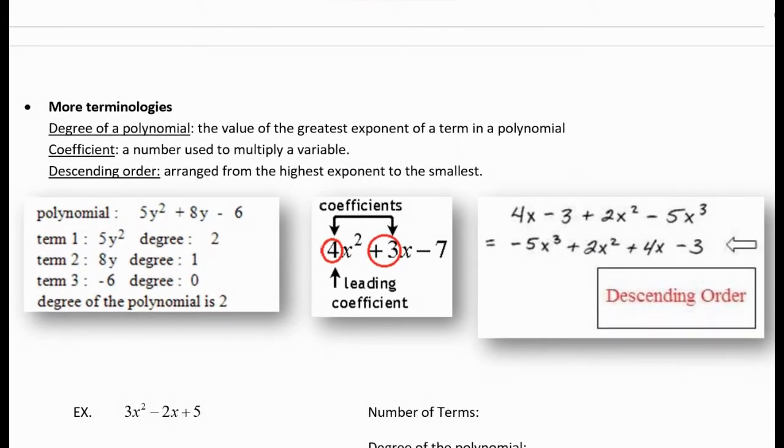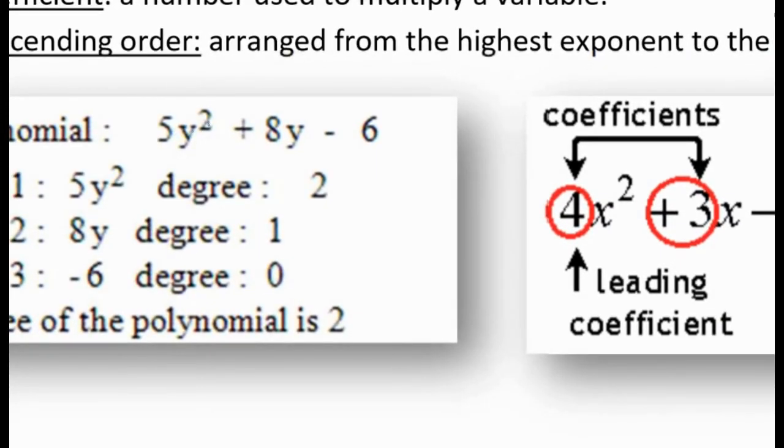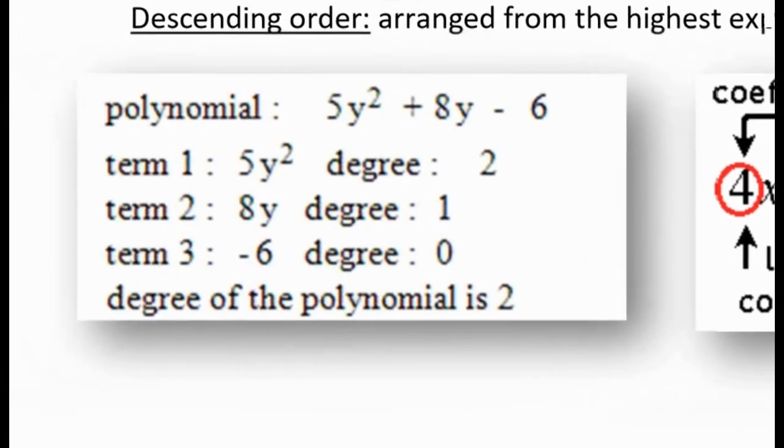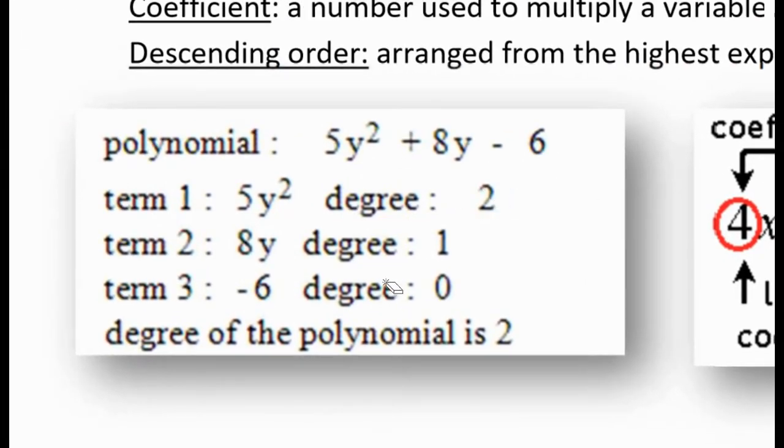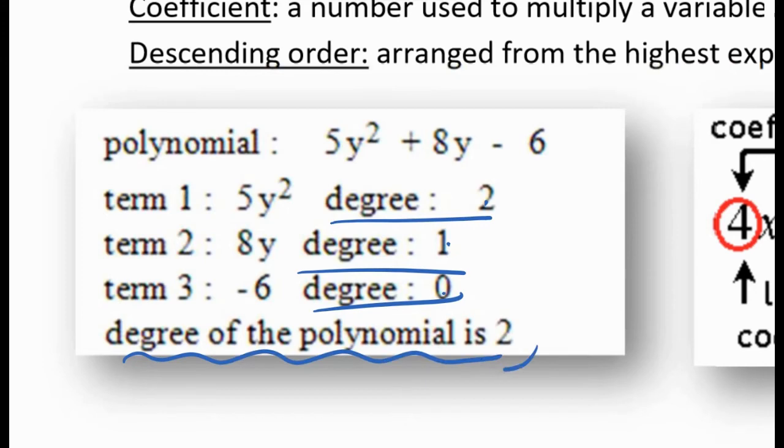So more terminologies. So degree of a polynomial. Degree of a polynomial is the greatest exponent. So for example, when you have 5y squared plus 8y, 1 is hiding here. Hidden exponent is 1, minus 6. The greatest exponent is 2. So the degree of the polynomial is 2, because the greatest exponent is 2, 1, 0. So y to the power of 0 is hiding here. So the degree of the polynomial is the greatest exponent. So the answer is 2. Okay?